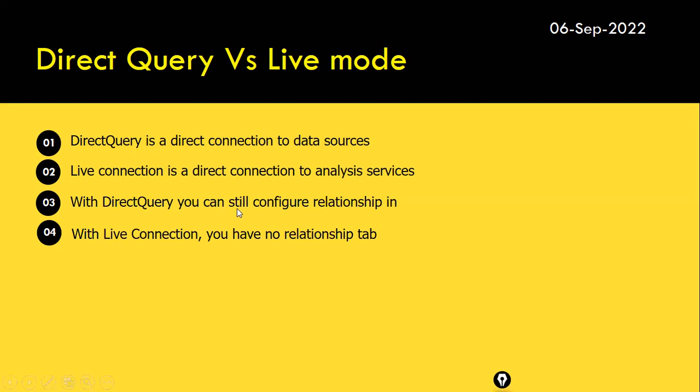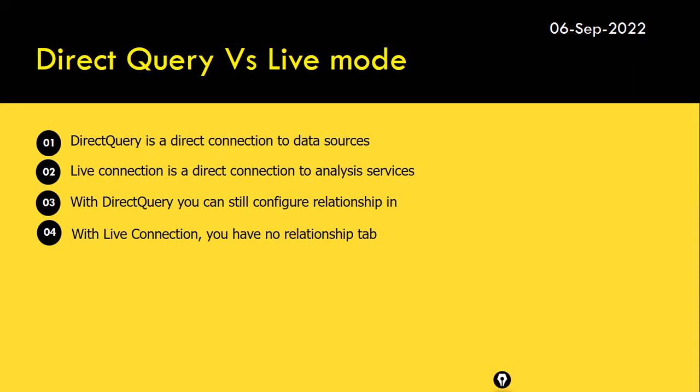Did you see that in direct query? You remember, I connected the sales fact and the customer table, and then I was able to create the relationship. Whereas in the case of live connection, in the older version you have no relationship tab; in the new version the tab is there, but you cannot create or modify the relationship, you cannot do anything there.